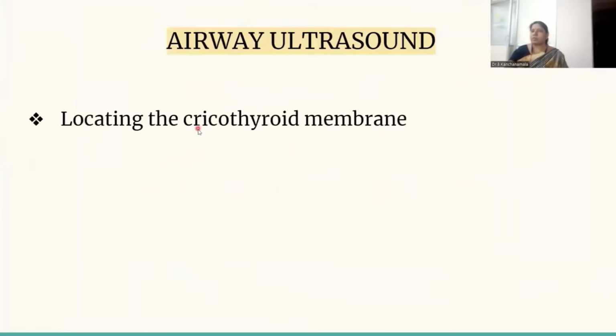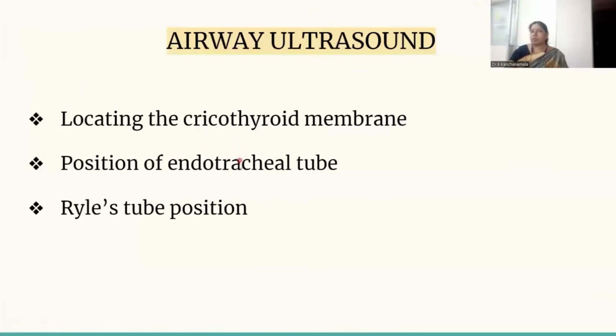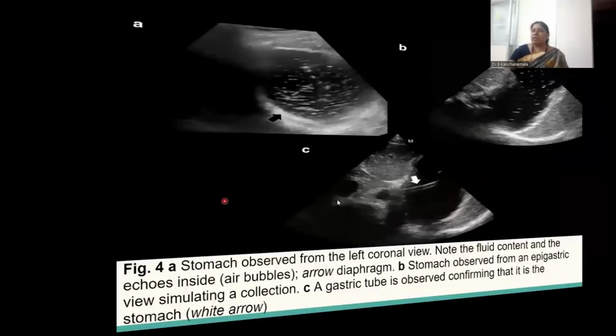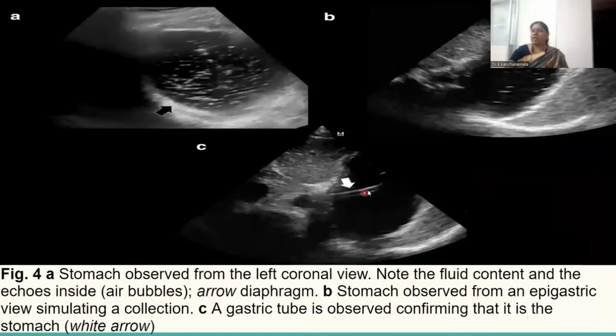Airway ultrasound is used for locating the cricothyroid membrane and confirmation of position of tubes, the endotracheal tube and the Ryle's tube. Here you can see that this is the gastric shadow, and this is the Ryle's tube that is present in the stomach, the gastric tube. And here we have the stomach image, which has internal echoes or the starry appearance because of the air bubbles and the fluid content producing the mixed echoes.